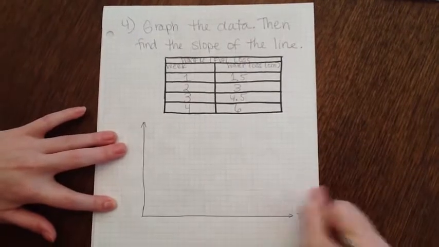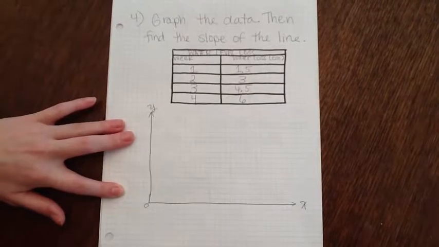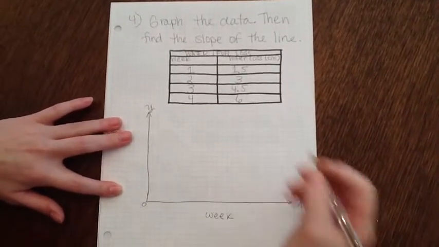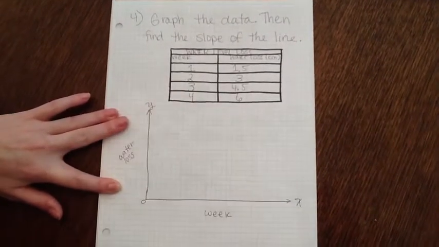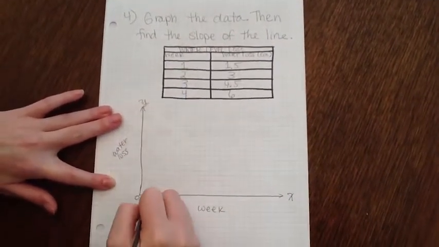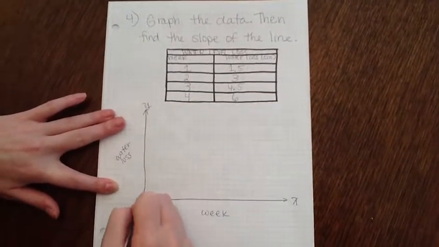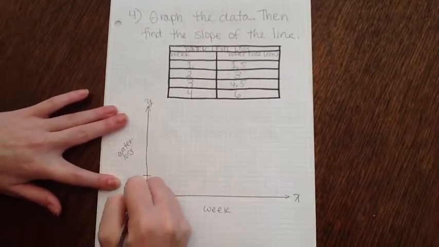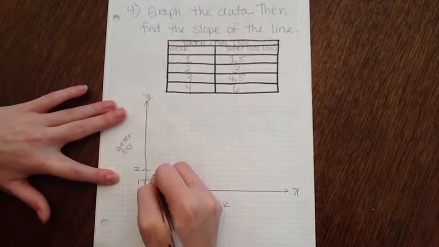So I have my x-axis and my y-axis, and we're going to be starting at the origin, which is 0. So I'm going to go ahead and do my week per water loss. Alright, let's go ahead and graph the points. So first of all, I have to go over 1, and I have to go up 1.5. Okay, so we're going to go over 1 and go up 1.5. So here's our first point.